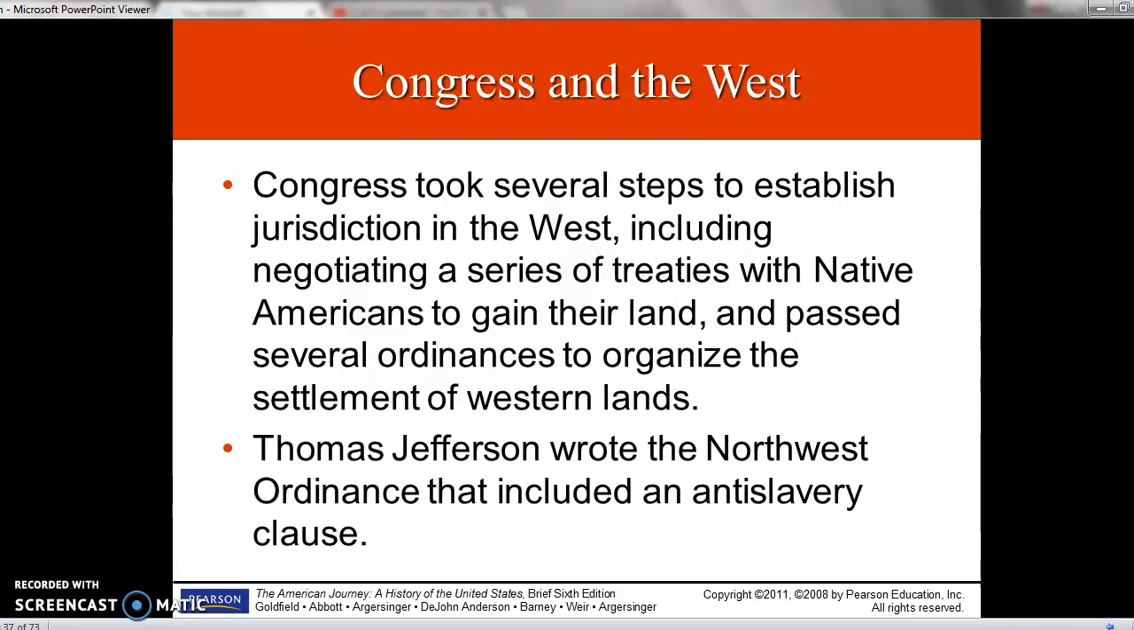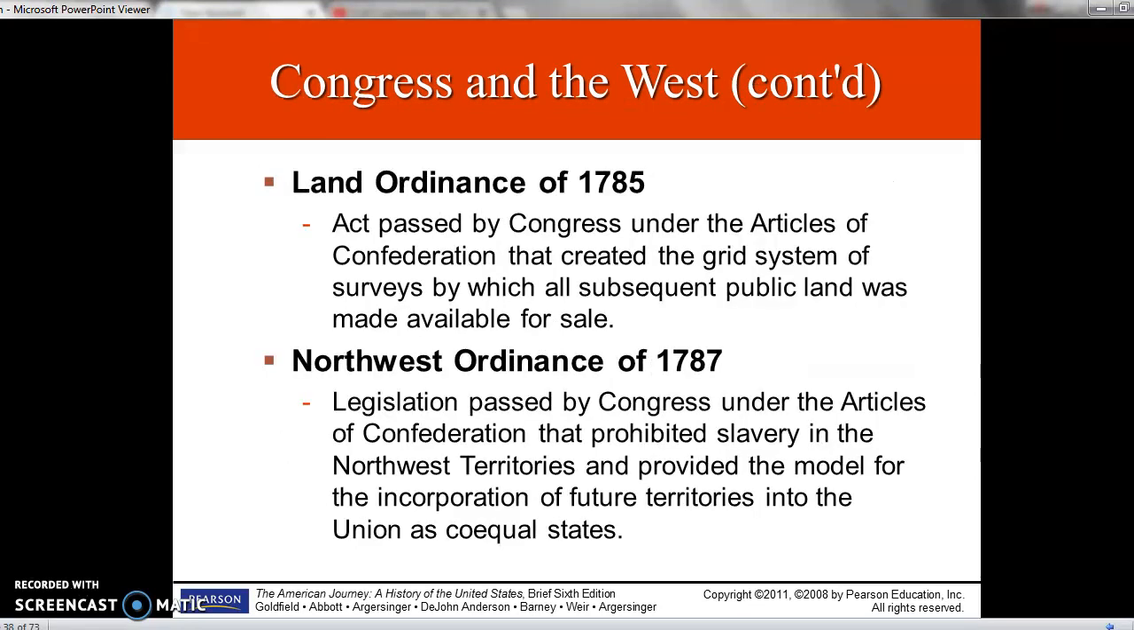So the Confederated Congress took several steps to establish jurisdiction in the West. They negotiate treaties, they have Native Americans give up their land, and they pass three ordinances: the Northwest Ordinance, the Land Ordinance, and the Southwest Ordinance. Thomas Jefferson wrote the Northwest Ordinance so that it would include an anti-slavery clause. The Southwest Ordinance does not include the anti-slavery clause. So the Southwest Ordinance is the same thing as the Northwest Ordinance, except that it's missing the anti-slavery clause. Okay. The first one that was done was the Land Ordinance of 1785.